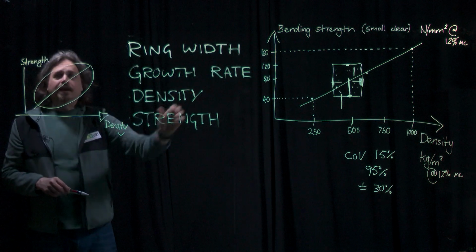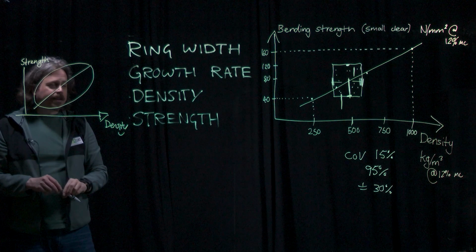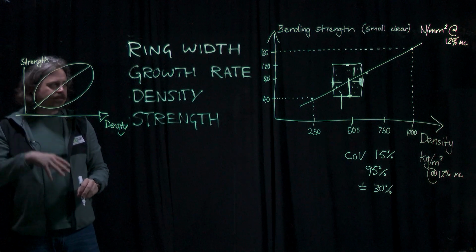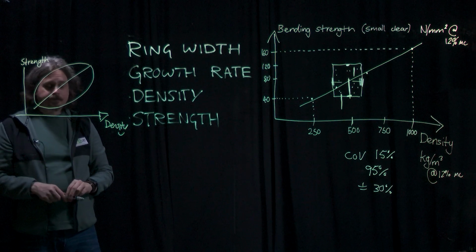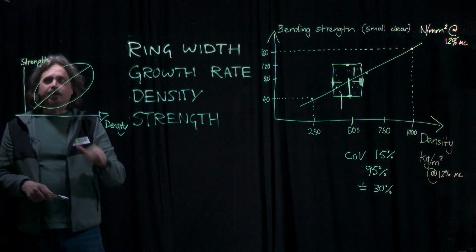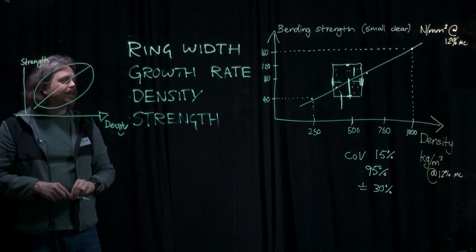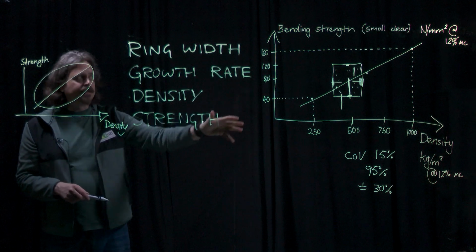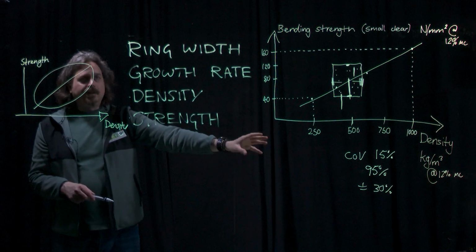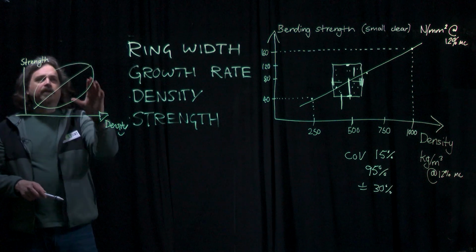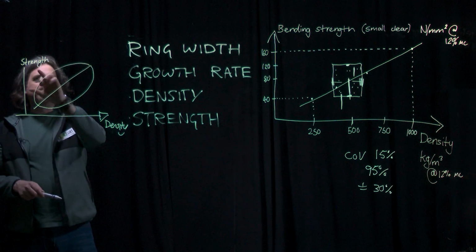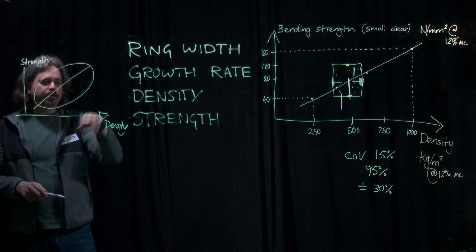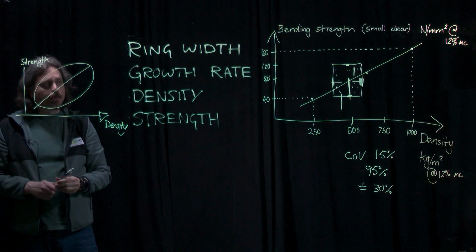And that's just for small clears. It gets even worse if we're looking at full-size structural pieces with defects and slope of grain and so on, because there's a lot more things going on that are influencing the strength. And the coefficient of variation for a full-size bending test is about double what it is for the small clear. So that correlation between density and strength for full-size structural pieces disappears even more.